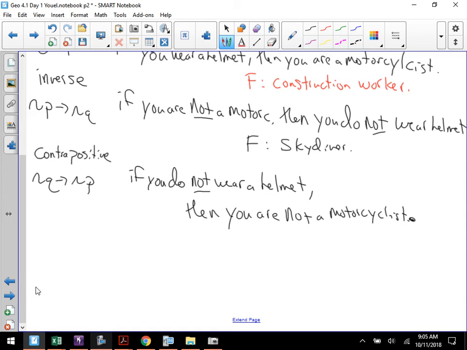Anyway, so I would say not all motorcyclists wear helmets. There's no helmet law in Illinois. Obviously, you didn't know that, but whatever. You can come up with it. That's what it meant when we did converse, inverse, contrapositive. All we had to do was go step by step by playing around with the letters. Remember, P implies Q, Q implies P, not P implies not Q, not Q implies not P. It just flips back. Okay?